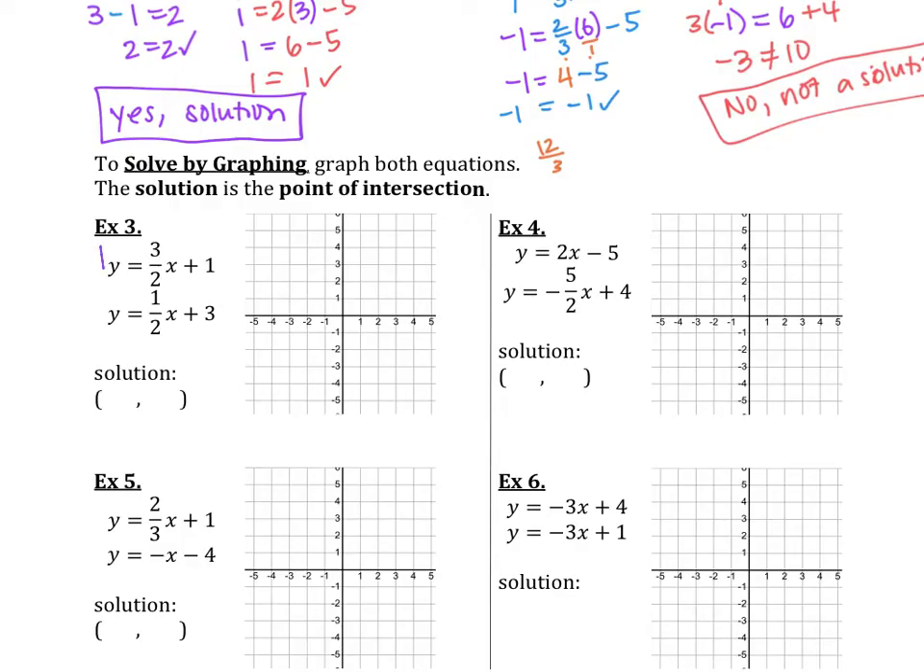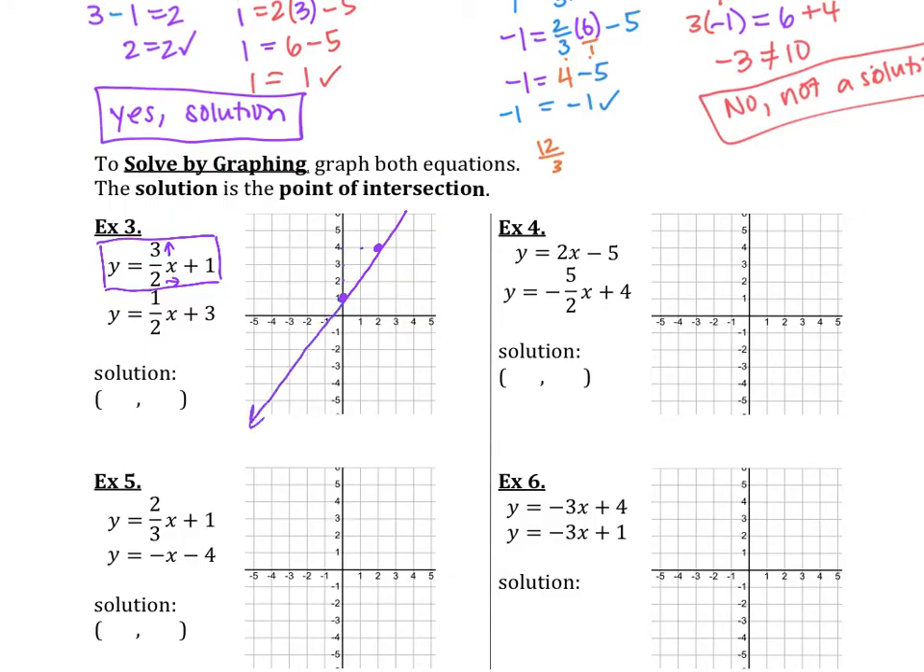So let's practice graphing real quick. These are in slope-intercept form. So this y-intercept is 0, 1. Remember the slope is the number with the x, so I'm going to rise 3, run 2. So from the 1, up 3, over 2. Then I'm going to go ahead and draw that line in. I want to make it as straight as possible. If you have a ruler, that's great.